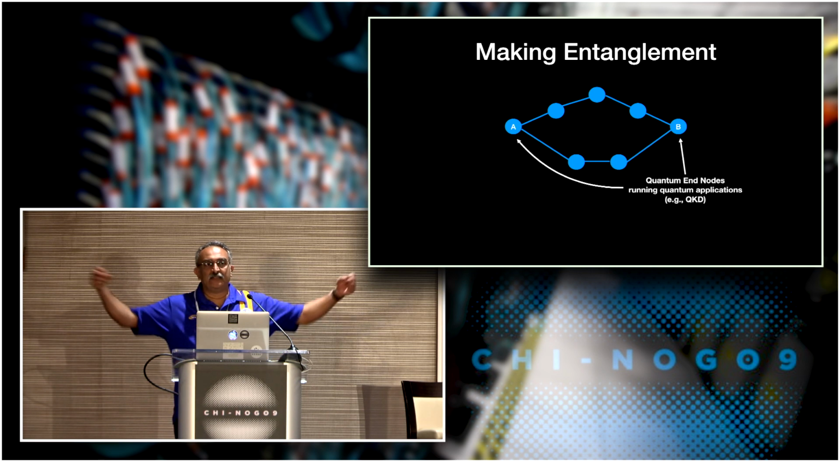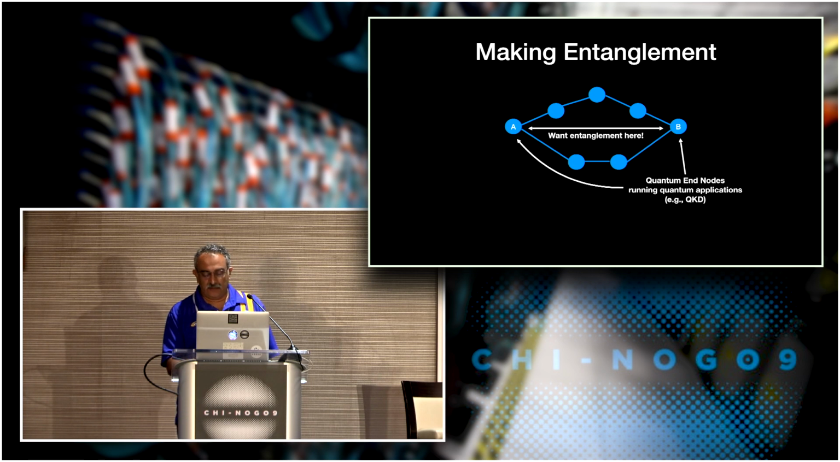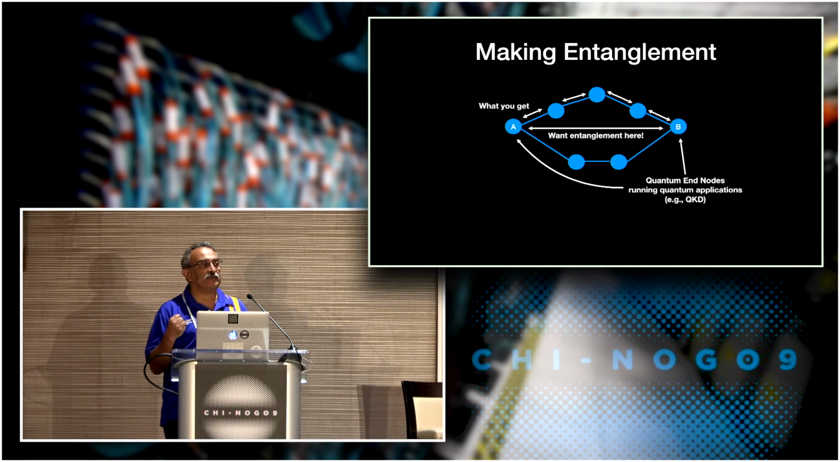So you want to get this entanglement between these end nodes, but what you're going to get is an entanglement between adjacent nodes. So what we have today is the technology for creating an entanglement between 2 nodes. And like I said, we have this at 1.3 kilometers. We're trying to get it at greater distances. So how do you get from these sort of adjacent entanglements to something across the whole network?